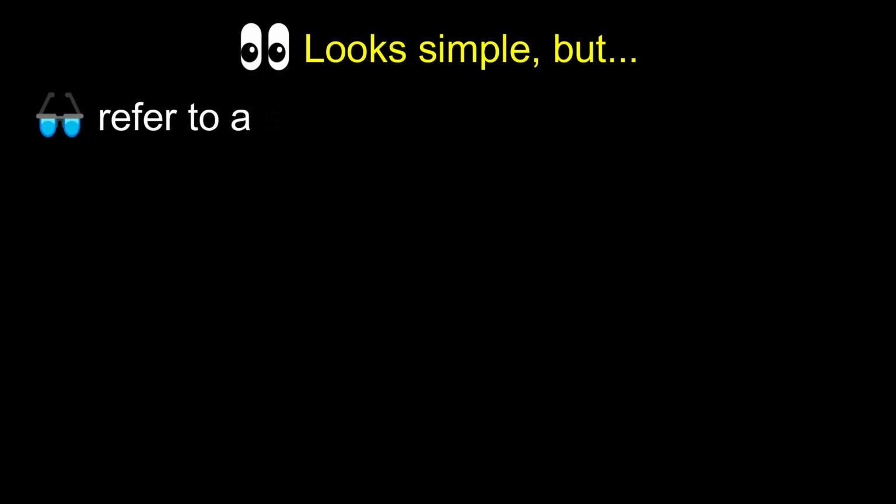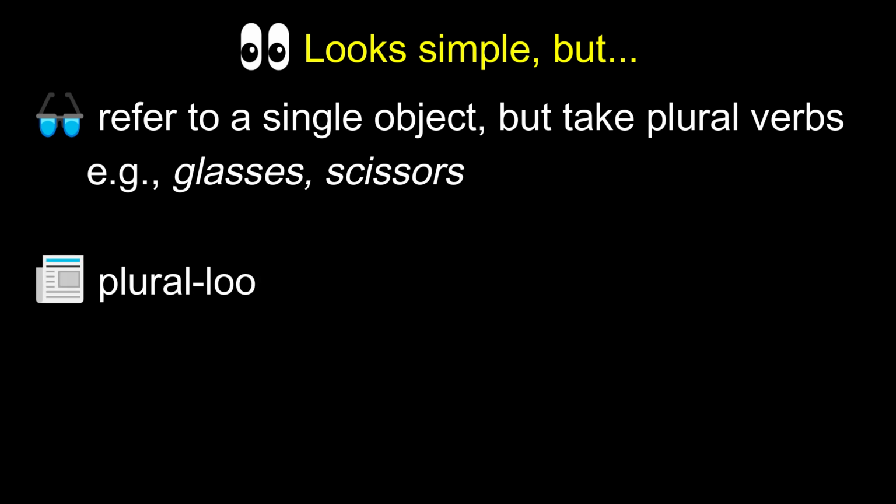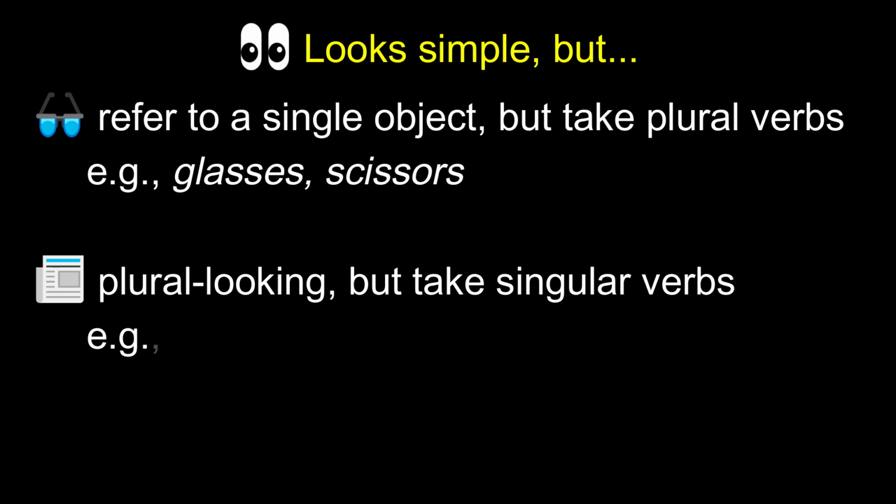One such challenge arises from nouns that appear plural but function as singular. Take words like glasses or scissors. Although they refer to a single object, they always take plural verbs. Conversely, some nouns, such as news or mathematics, are singular despite their seemingly plural form. This can be especially tricky for non-native speakers.